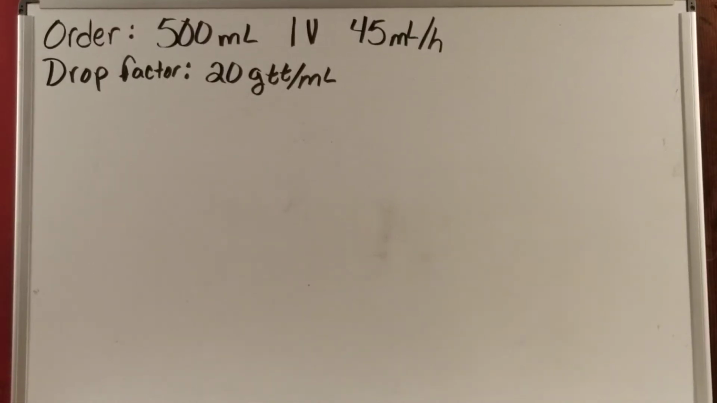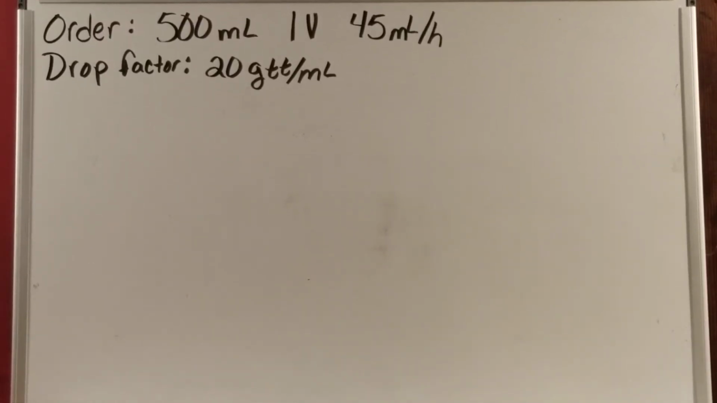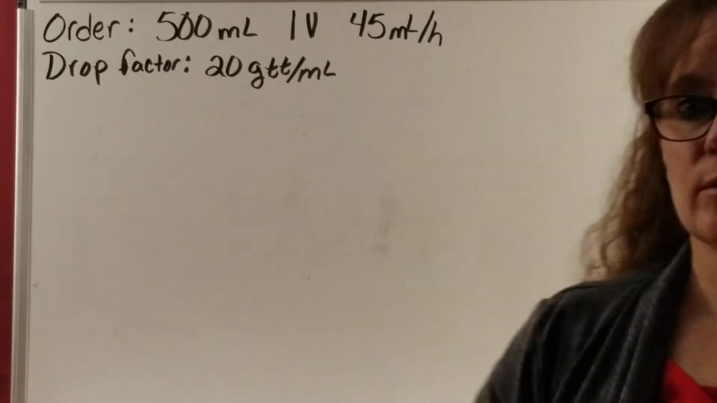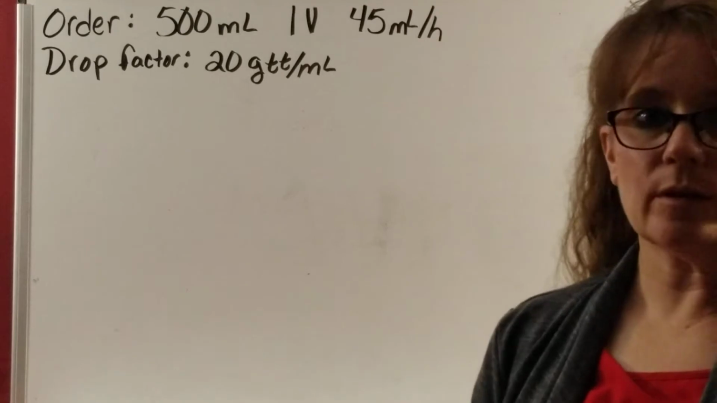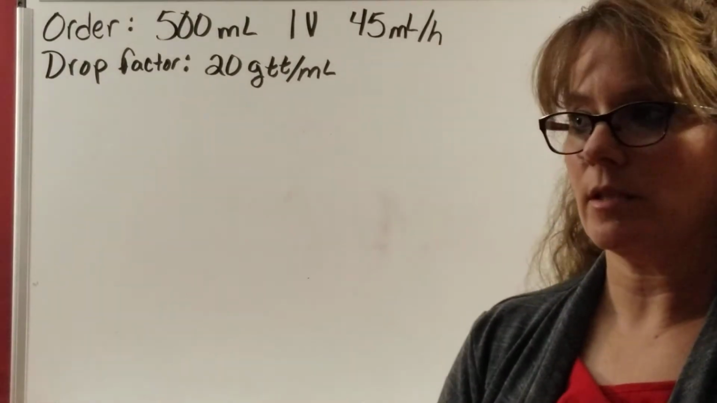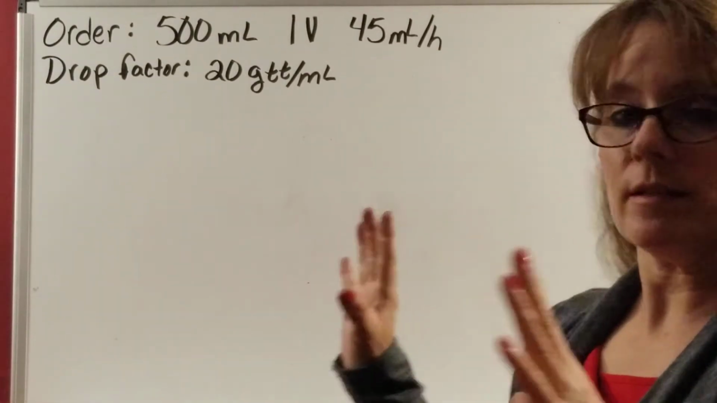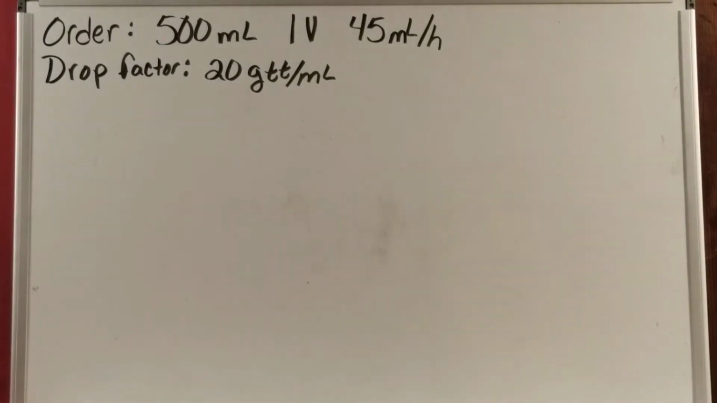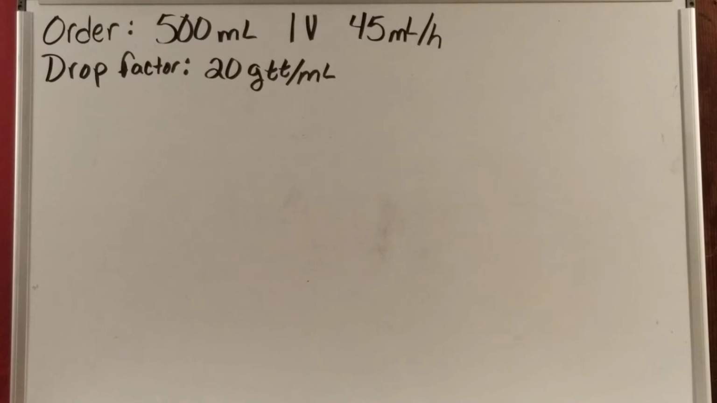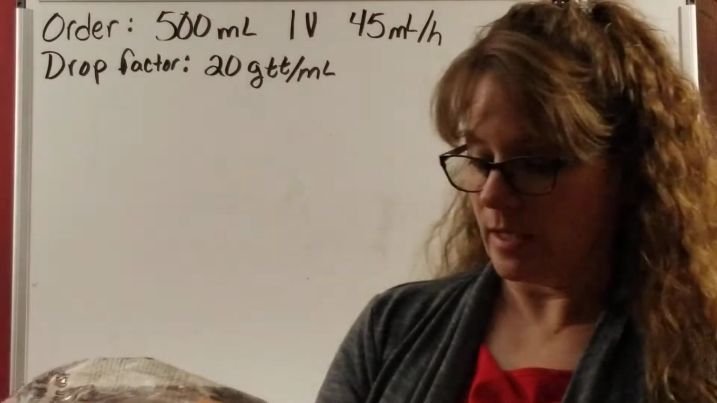So this next one is variations. So we have a drop factor, we have an order for infusions, and somewhere down the road something went wrong, changed it, and you have to readjust. So that is what this video is about. I wanted to show a little bit of physical stuff so that you can understand it better.